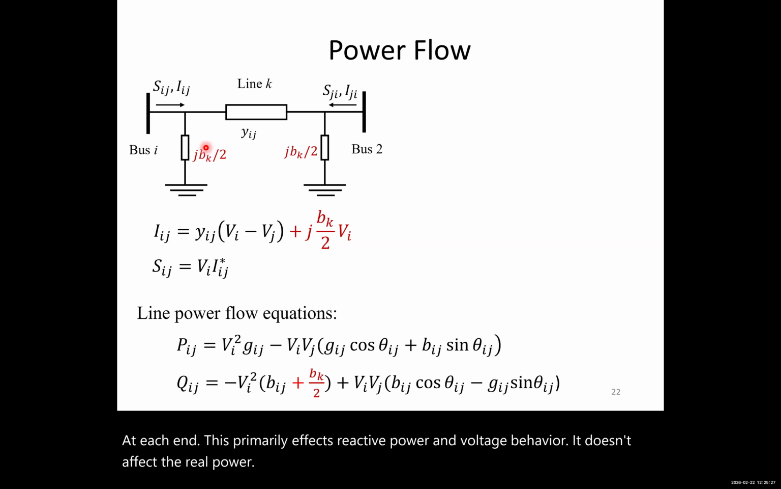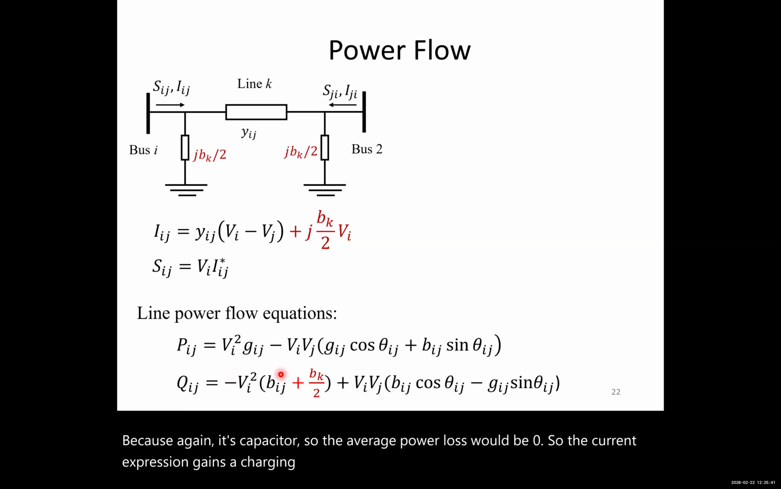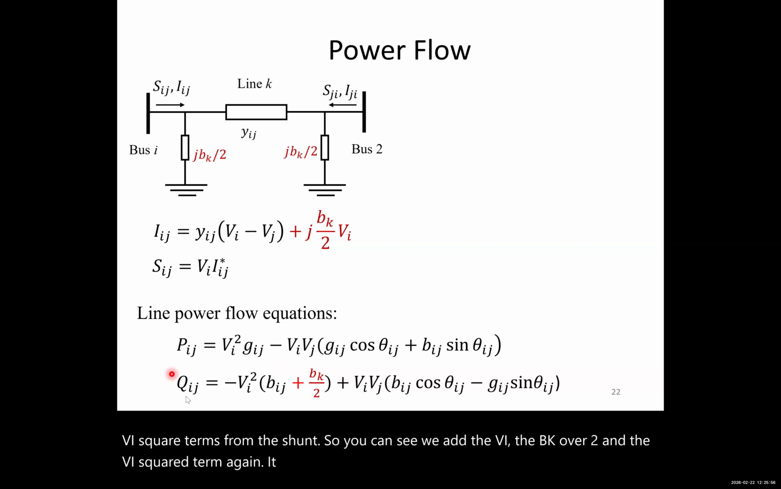because again it's a capacitor. So the average power loss would be 0. So the current expression gains a charging component, and the reactive flow equation includes additional Vi square terms from the shunt. So you can see we add the Vi, the Bk over 2 and the Vi square term. Again, it doesn't have any effect on the real power, and only affects the reactive power.